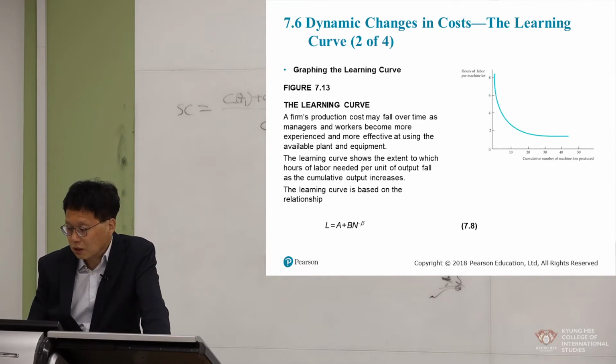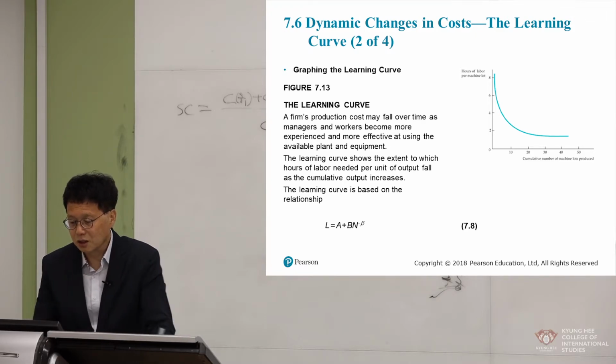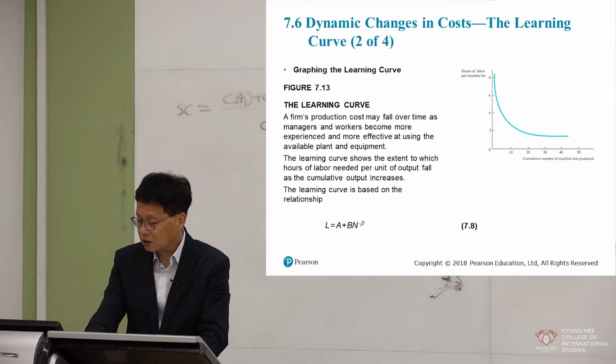Look at this. Graph the learning curve. The y variable is hours of labor per production unit, and the x variable is cumulative experience, cumulative production. It decreases. We said this is the learning curve. A firm's production costs may fall over time as managers and workers become more experienced and more effective at using the available plant and equipment. The learning curve shows the extent to which hours of labor needed per unit of output fall as the cumulative output increases.